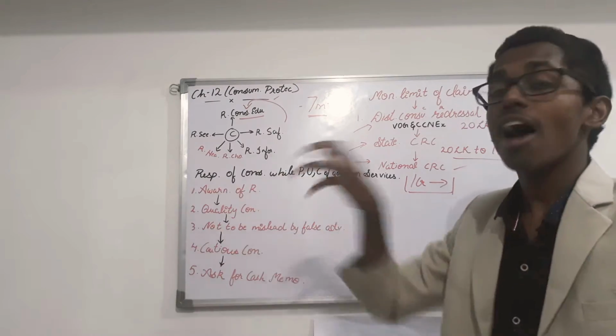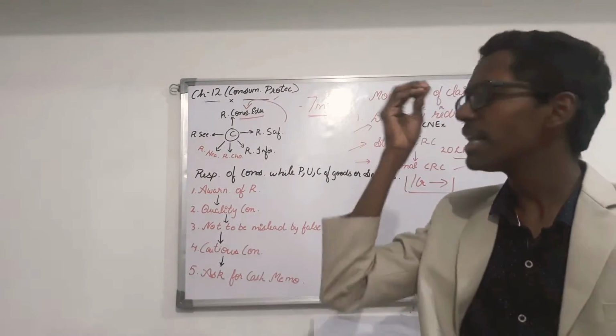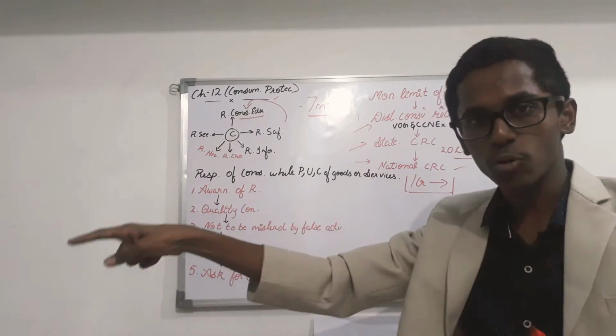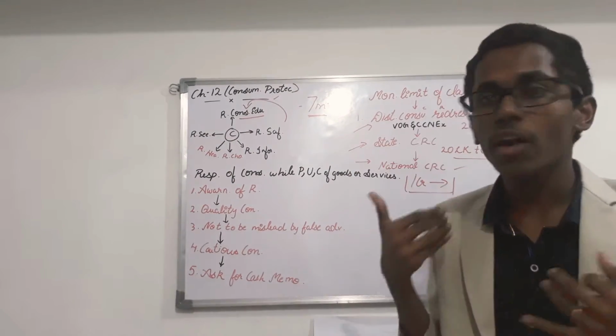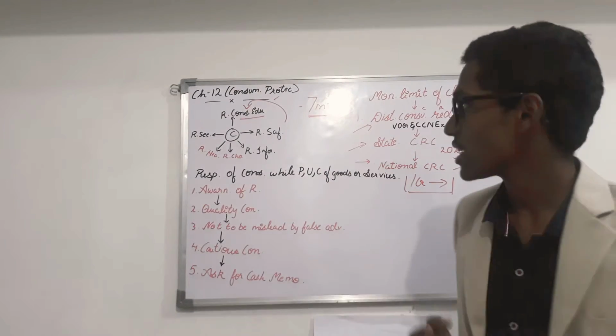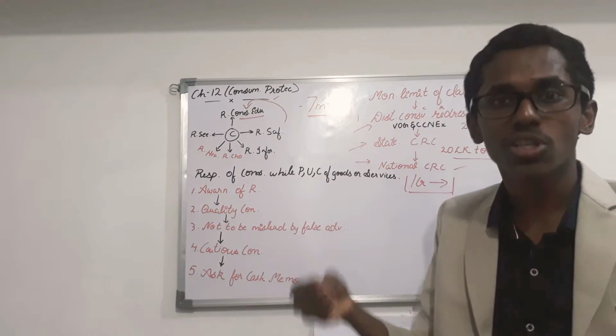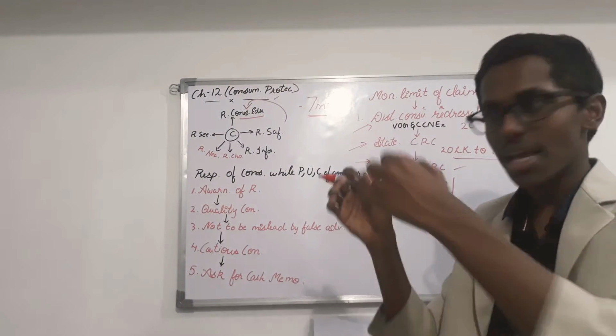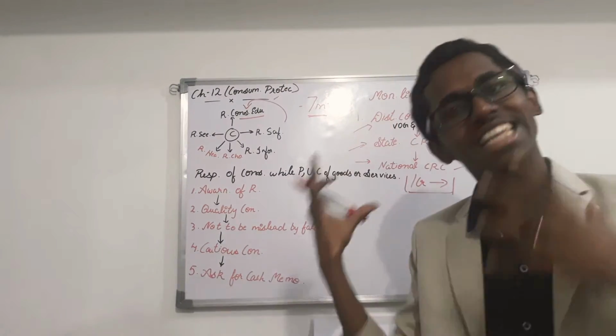The first one is awareness of rights. You must be completely aware of all your rights when you're purchasing any type of good as a consumer. These are the right to safety, right to be informed, right to choose, right to be heard, right to seek redressal, and right to consumer education. So as a consumer, you must be aware of all these rights.